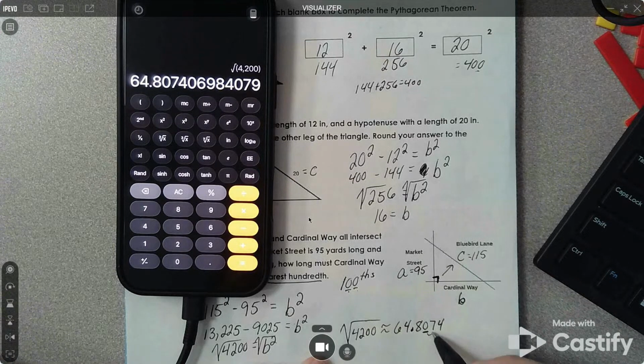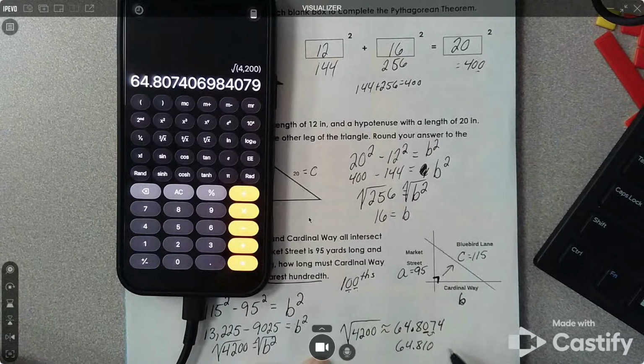The 7 after it determines whether or not I keep this as 0 or if I round it up to a 1. So really what this is saying is, is 7 closer to 0 or is it closer to 10? It's closer to 10, so I'm going to put 8 and then I'm going to put 10 right here. 64.810, but then I get rid of that 0 because I want my answer to be in the hundredths place, not the thousandths place. So 64 and 81 hundredths yards long.